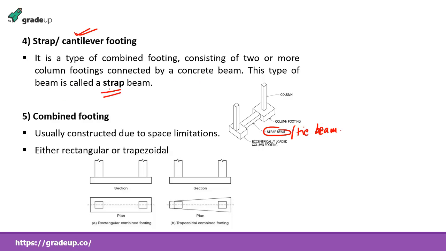Okay, now the fifth type of footing is combined footing. Now combined footings may be either rectangular or trapezoidal in nature, and generally they are constructed due to space limitations. Where you have constricted space, there you use the combined footing. Okay, you can see the figure. This is the rectangular combined footing and this is the trapezoidal combined footing. Okay, you can see the top view.